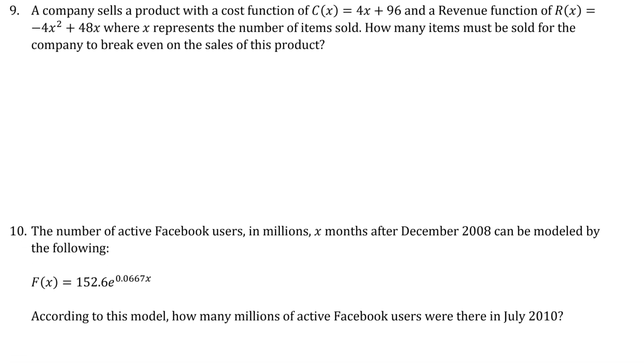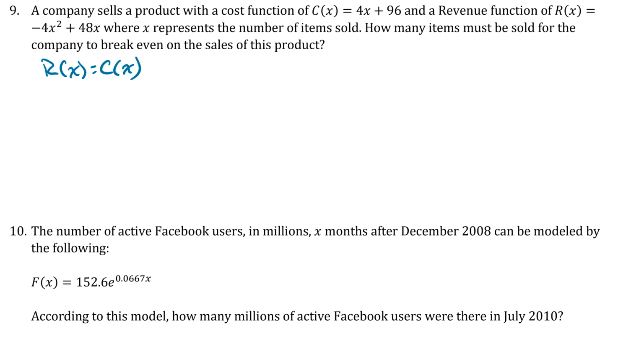All right, number 9. A company sells a product with a cost function of C of x equals 4x plus 96 and a revenue function of R of x equals negative 4x squared plus 48x, where x represents the number of items sold. How many items must be sold for the company to break even on the sales of this product? All right, so again, we're talking about breaking even. So we want to know when R of x equals C of x.